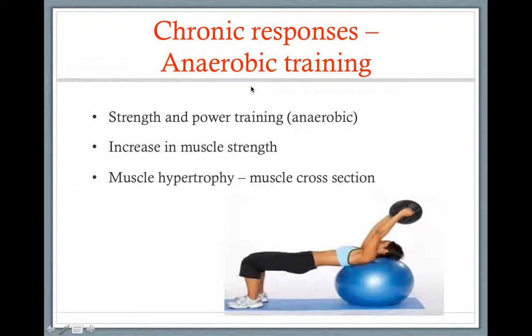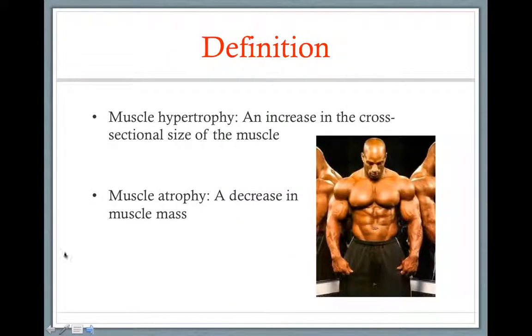So in terms of chronic responses for anaerobic training, the main change we would see would be muscle hypertrophy. Now, again, if you've got your little definition book, you might want to include this as well as acute responses and chronic responses. So muscle hypertrophy, an increase in the cross-sectional size of the muscle. So quite simply, we get bigger.